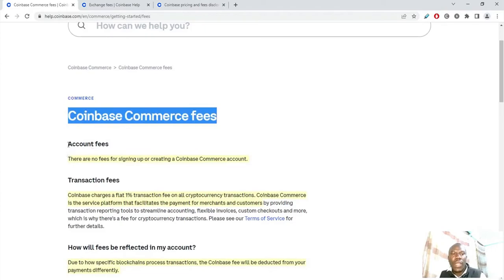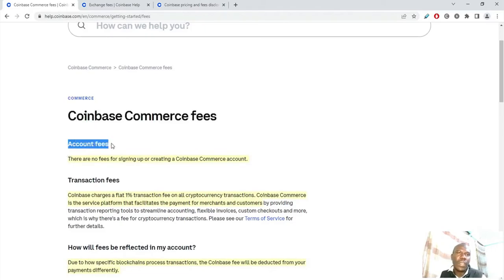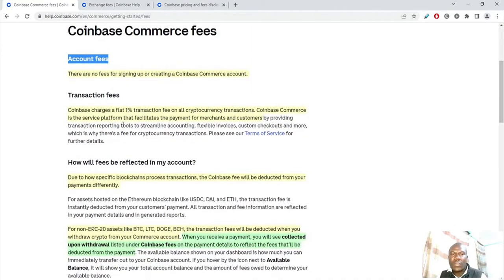Now we are going to start with the account fees. There are no fees for signing up for a Commerce account, so you pay $0 when you sign up for a Coinbase Commerce account. And there is a transaction fee here. Coinbase charges a flat 1% transaction fee on all cryptocurrency transactions. Coinbase Commerce, you should underline this.